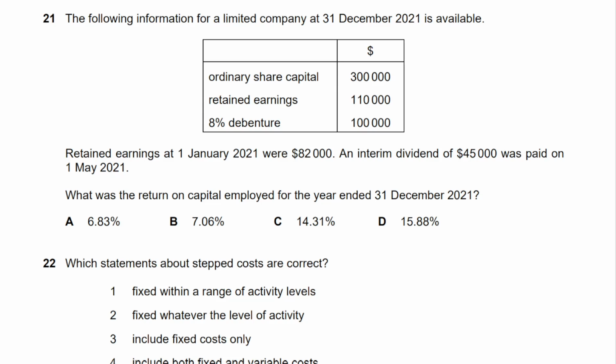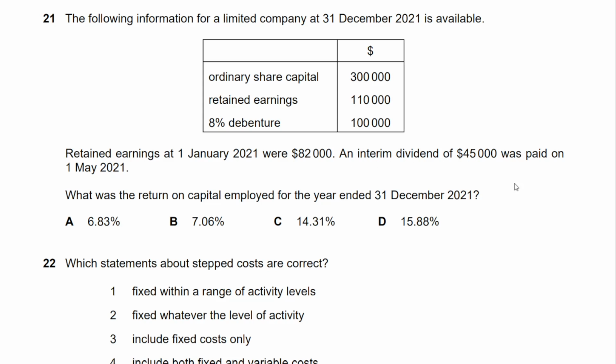Next one. Number 21. The following information for a limited company at 31st December 2021 is available. Ordinary share capital, retained earnings, 8% debentures. Retained earnings at 1st January 2021 were 82,000. That's the opening retained earnings. An interim dividend of 45,000 was paid on 1st May. What was the return on capital employed for the year ended 31st December 2021?